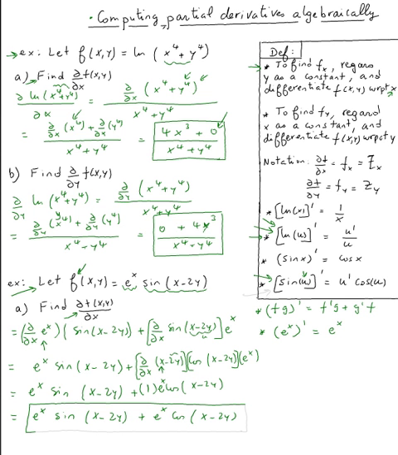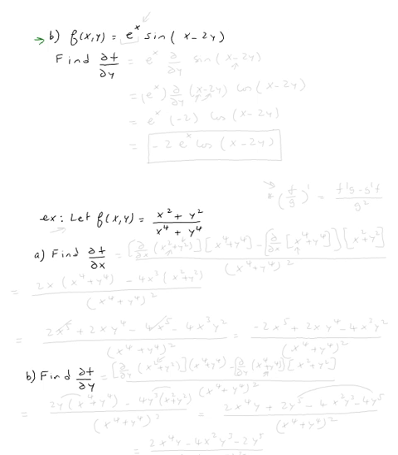So this is the answer. Now we need to do partial of f with respect to y. So same thing right here. So this will be, well, now we're doing partial with respect to y, so it'll be a little bit easier because remember e^x now is a constant. So you could take it outside and just do partial with respect to y of sine of x minus 2y. Right?